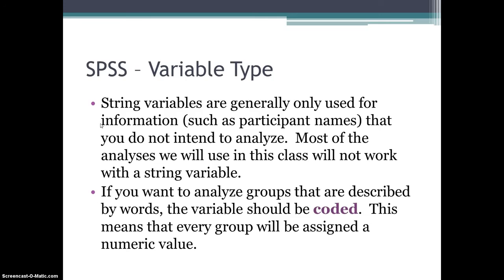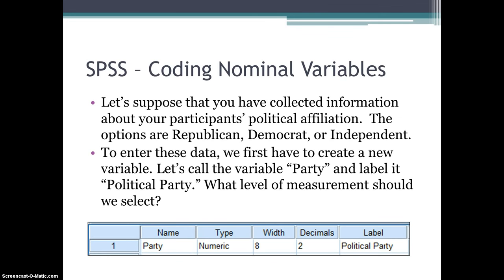If you want to analyze groups that are described by words, then we're going to code it. So instead of just using a string variable and typing in the group name, we code it 1 equals this, 2 equals this. I'll show you how to do that. And then every group is going to have a numeric value. That way it can still be a numeric type variable and all of the analyses will work that we want to do. So how do we do that?